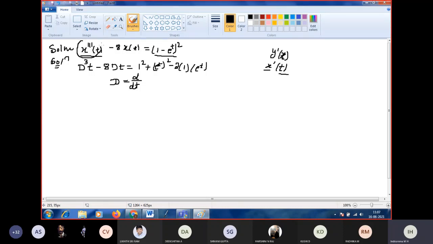So you can write this equation as d cube x by dt cube minus 8 into x is equal to 1 minus e power t whole square. So like this you can write. Here d by dt we have taken as capital D. So then d cube by dt cube will be capital D cube of t.